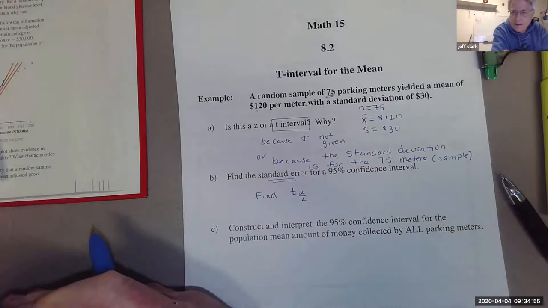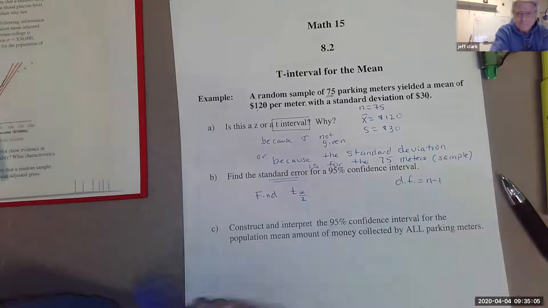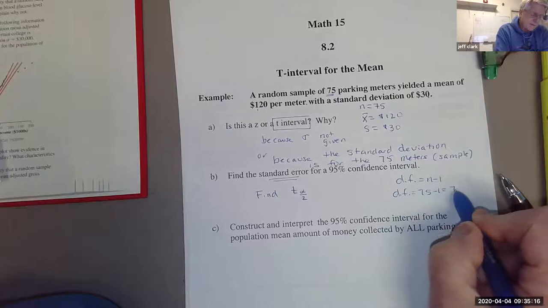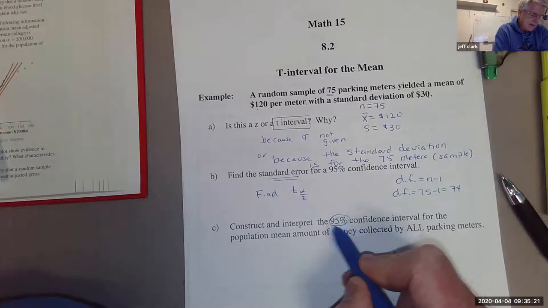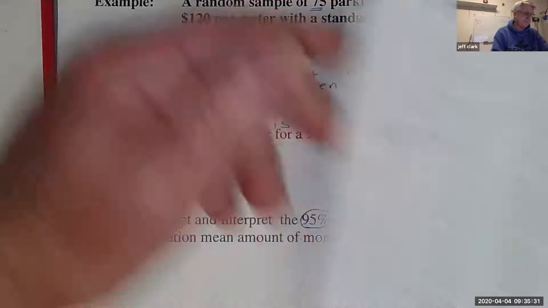So you have to remember, this is the thing that you forget, that with samples, you're going to find degrees of freedom, which is n minus 1. So don't forget to write that down. And since n is 75, degrees of freedom is equal to 75 minus 1, which is 74. And then since it's a 95% confidence interval that we're looking at, I'm going to get the table. So I'm looking for 74 for the degrees of freedom. Looking for 74. And guess what?